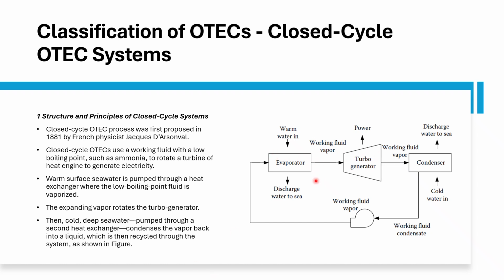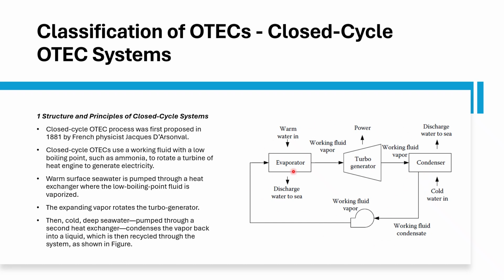This evaporator acts as a heat exchanger. Then the vapor is passed on to the turbo generator, where the expanding vapor rotates the turbo generator. Then the cold deep sea water is pumped through another heat exchanger, which condenses the vapor back into a liquid. So it was a vapor here, then it is condensed and converted back to a liquid, which is then recycled through the system again.